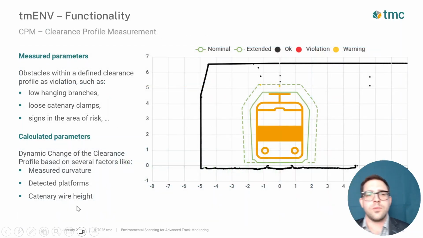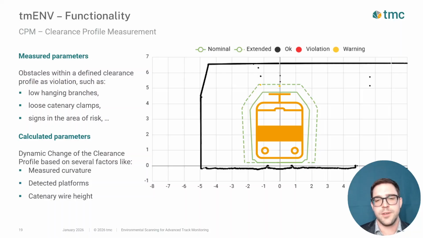The third feature that I want to present today is the clearance profile measurement. The clearance profile measurement is detecting several obstacles like low-hanging branches, loose catenary clamps, or also signs in the area of risk if they are violating the defined clearance profile or also the extended clearance profile, which can be seen here with that dashed line.